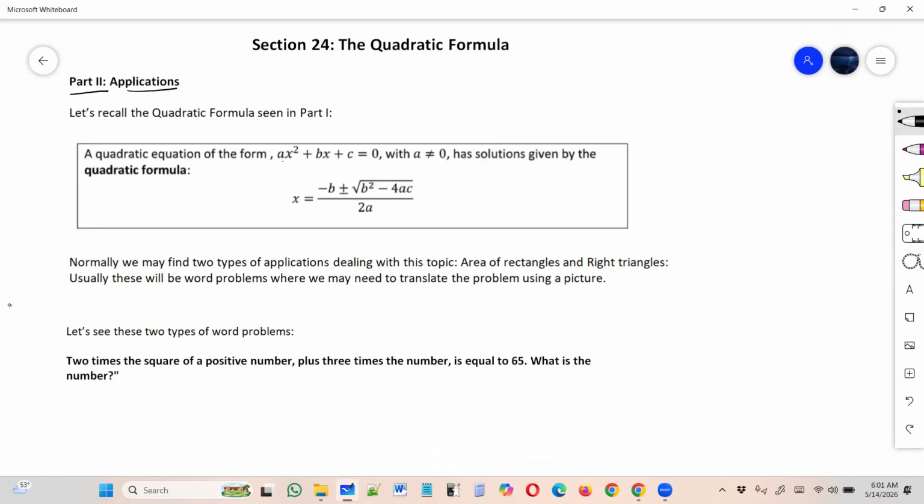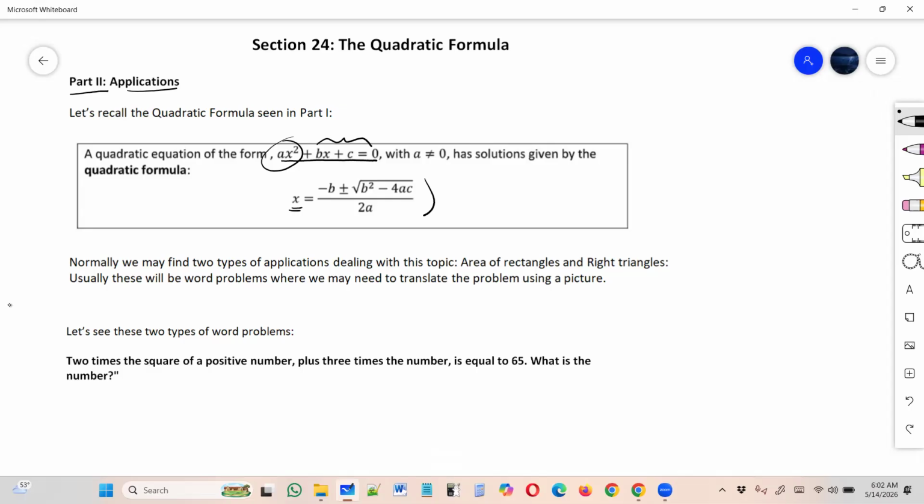Now, recall that the quadratic equation looks like this: ax squared plus bx plus c, where a is not zero, because if it is, then we just have a line. So here's the quadratic formula as we've seen it before: negative b plus or minus the square root of b squared minus 4ac, over 2a. So we're going to need this to solve these problems.